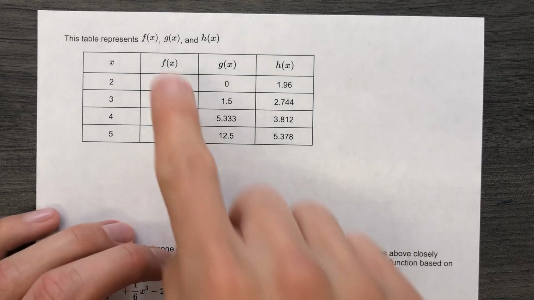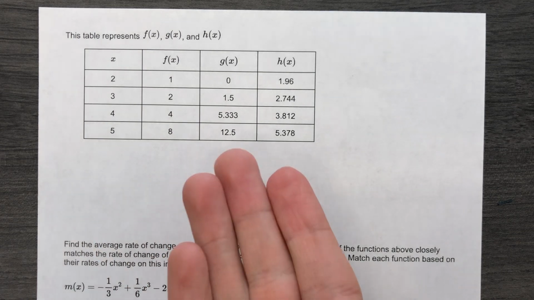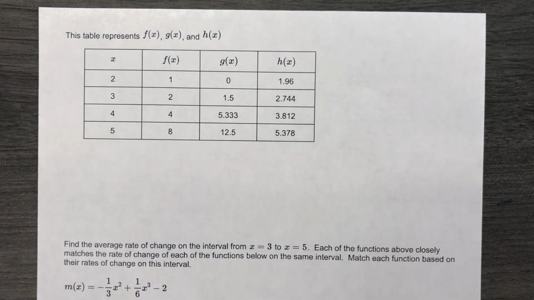We have a table that represents f of x, g of x, and h of x. On the previous examples, we had an equation and we had a graph, and now we have a table. And so we have a lot of empty space here. I wonder what to do with it.